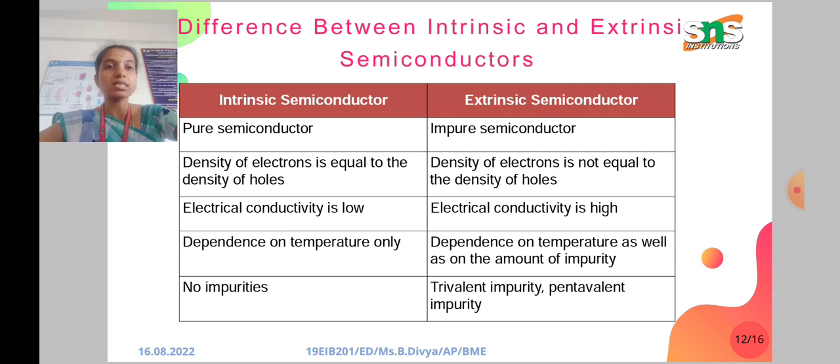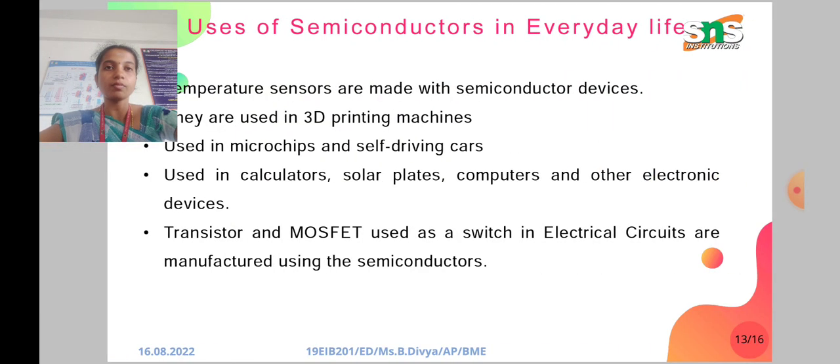We know that an extrinsic semiconductor is an impure semiconductor. By adding impurity atoms, we are able to conduct electricity. So extrinsic semiconductors depend on temperature as well as the impurities added to them. In an intrinsic semiconductor we do not use any impurities. Here the impurities are trivalent and pentavalent impurities.